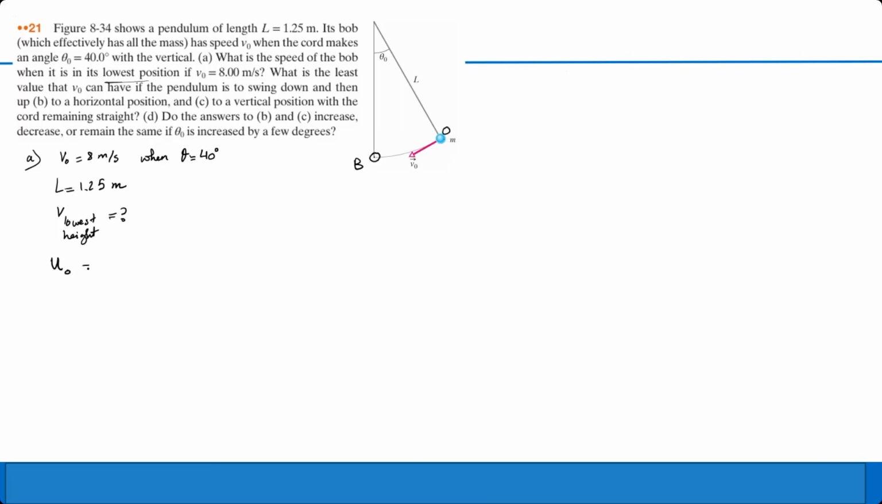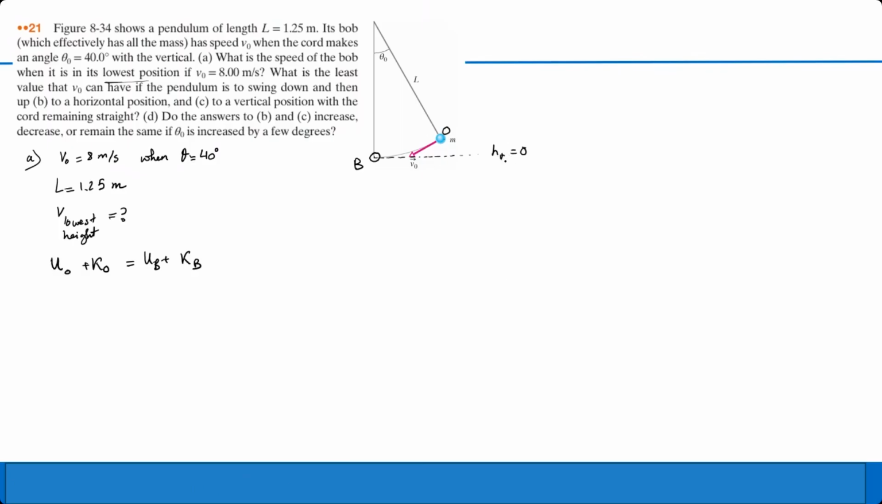I'll take UO plus KO equals UB plus KB. There's no friction here, the ball is hanging in air, so I can just take conservation of energy directly. When I want to work with the gravitational potential energy, as usual, I will start with a reference to the height. I'll take this to be my reference, so H at O is 0, which means U at O is 0. Oh, actually, this is U at B. Sorry about that. Let me fix it.